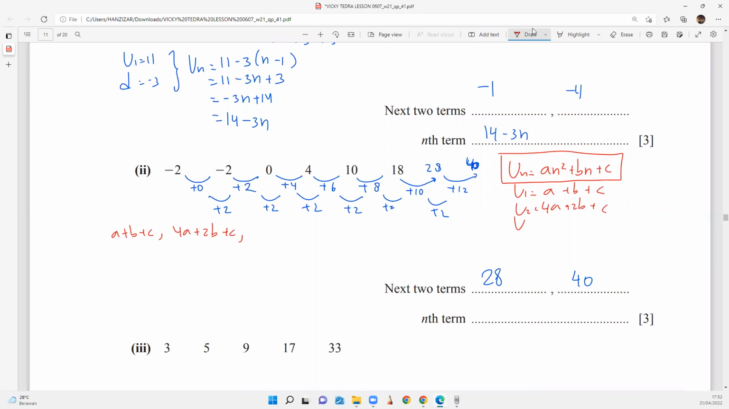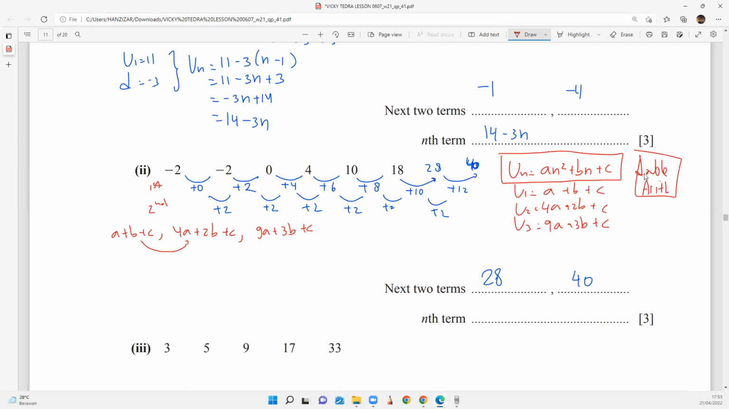Third term, I used 3 terms. Why? Because it has to be found a, b until c. There you go. u3 is a times 3 squared, 9a plus 3b plus c, right? So 9a plus 3b plus c. And then this to this is on the first layer. So this is the first layer. I try to find the parallel. So this is the double arithmetic.